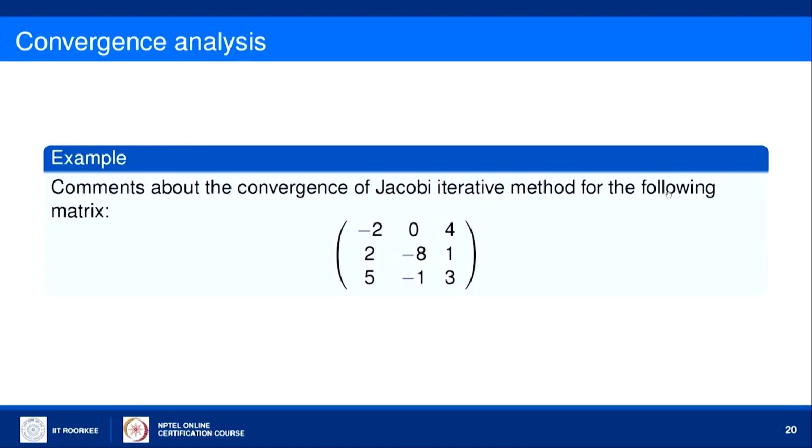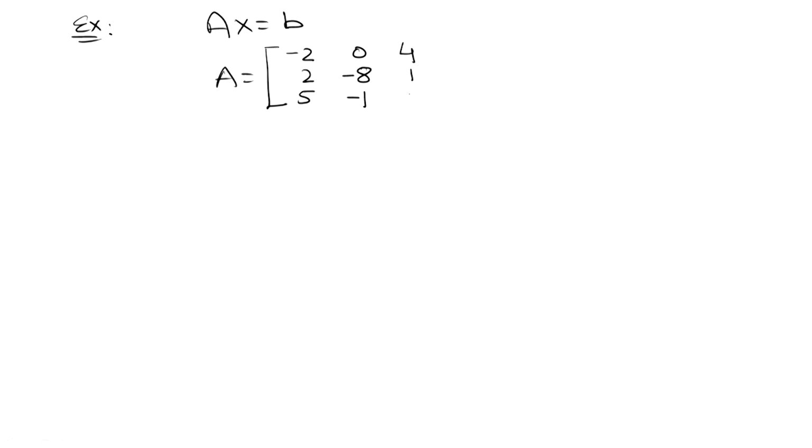Comment on the convergence of the Jacobi iterative method for the following matrix. Now, this is an interesting example. Why am I saying interesting? Let me describe it. Here I have a system Ax equals b, where the matrix A is minus 2, 0, 4, 2, minus 8, 1 and 5, minus 1, 3.